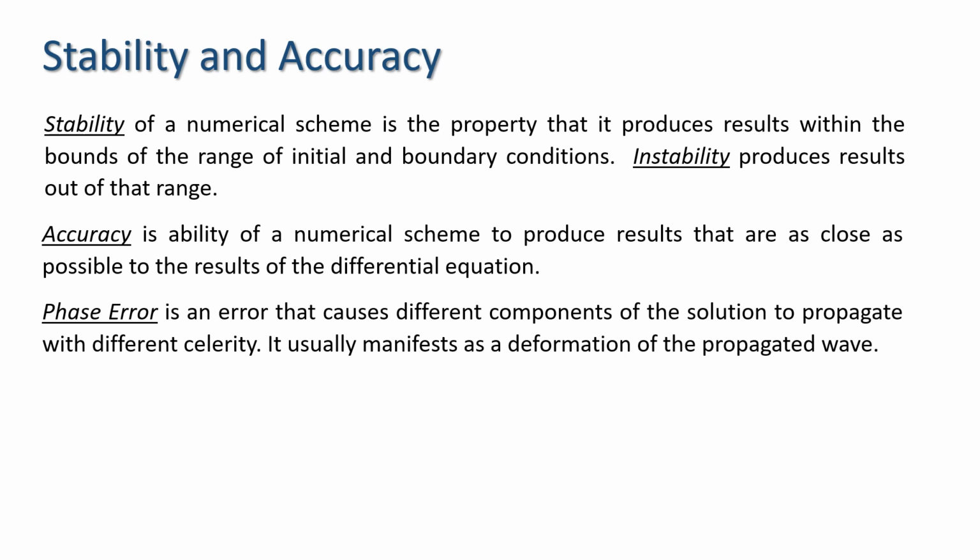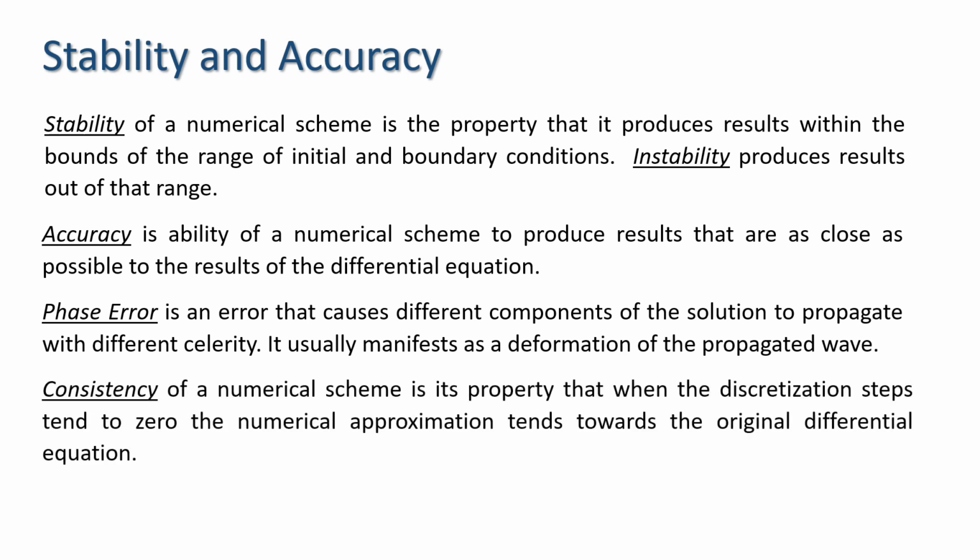We also noted that stability and accuracy are both distinct from each other and from consistency, which is the property that the numerical scheme tends to the original differential equation when the discretization steps tend to 0. For example, it's possible to generate a numerical scheme that is consistent but unstable, or a stable, consistent scheme that is not accurate.